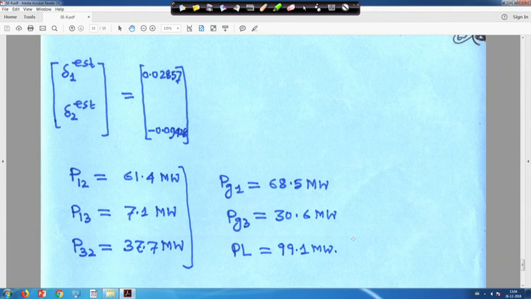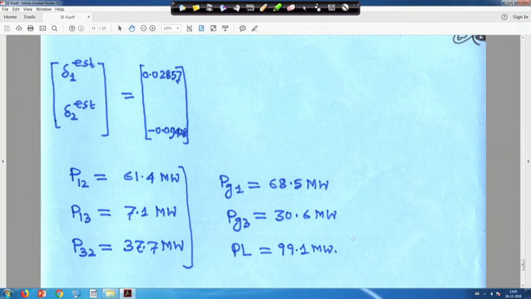So, from this example you can see that we have used all the 3 measurements, and based on them we have computed the delta 1 and delta 2 estimated values. Based on that, we have got the power flows P12, P13 and P32 in lines 1 2, 1 3 and 3 2. Earlier we gave an example where only 2 readings were used and the third reading was redundant, but in this case we have used all the 3 readings and these are the best values, right.